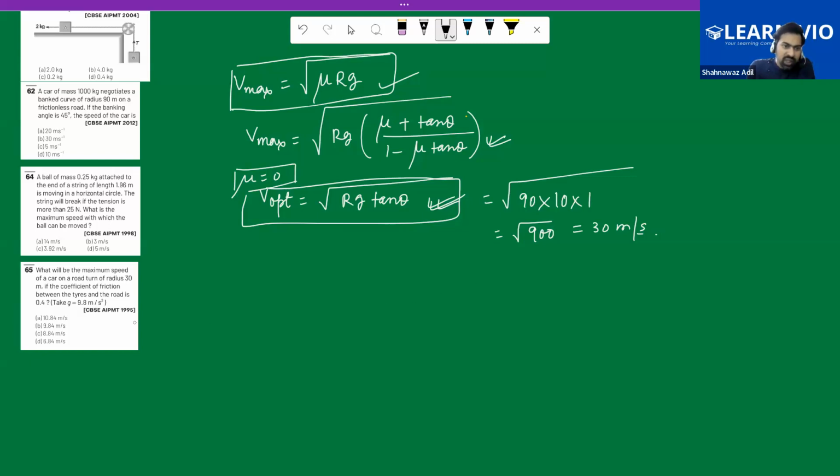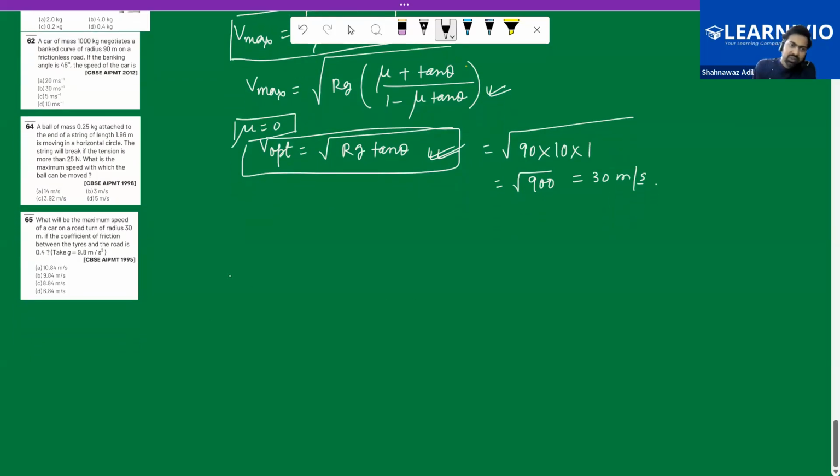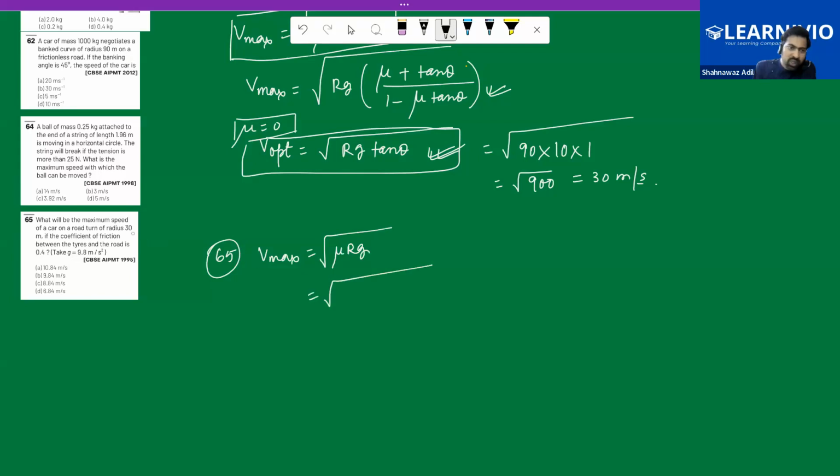Okay, so then we have again this 65th question. Again, this is without the bank. The 65th is simply V max, and that is root of mu r g. So mu is 0.4, r is radius 30 meter, and g is 10. So how much is this? This is 12, so 12 into 10, that is 120. Then we have to find out the root of this.